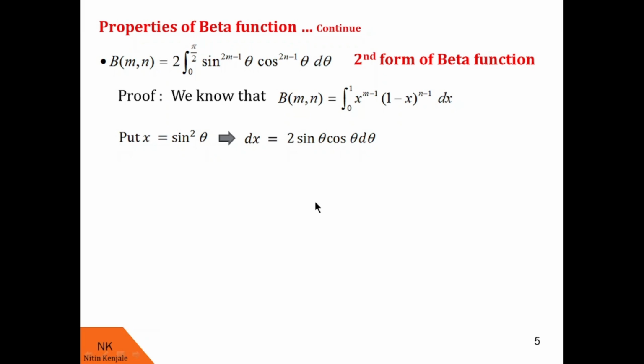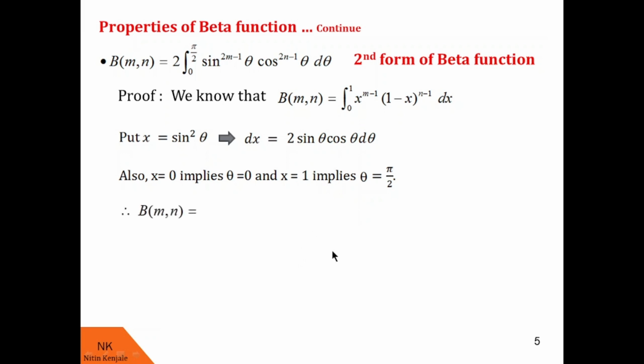Now let us see what will be the limits for theta when limits for x are 0 and 1. For that, we put these limits of x in this statement. So when x is 0, theta will be 0, and when x is 1, theta will be pi by 2. So limits of theta will vary from 0 to pi by 2. Now we transform this integral.